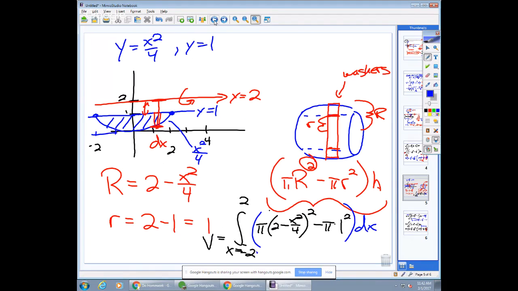And I can't do it without drawing lots of pictures, reminding myself which R's I'm playing with, thinking about the radii and what the washer looks like. Okay, so if you think you can do these without drawing all of this stuff, I think you should draw all that stuff. I don't know how you could do it without it.